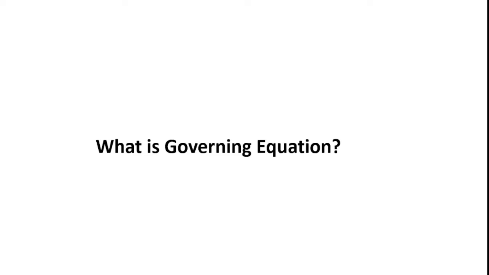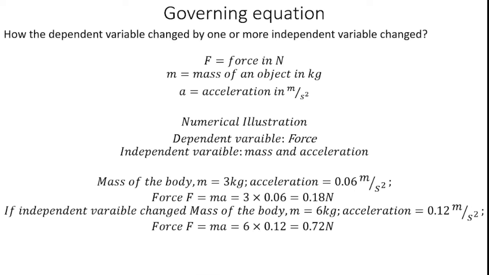This topic is what is governing equation. For understanding purpose, I utilize some of the physics formulas. Here you see how the dependent variable changes when one or more independent variables change. Here you see force F is equal to ma is the formula. Here F means force in newtons, m means mass of an object in kg, and a means acceleration in meters per second square. So we can move to a numerical illustration for framing the governing equation.